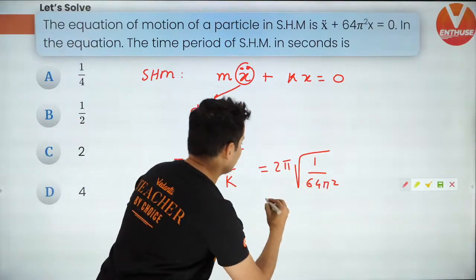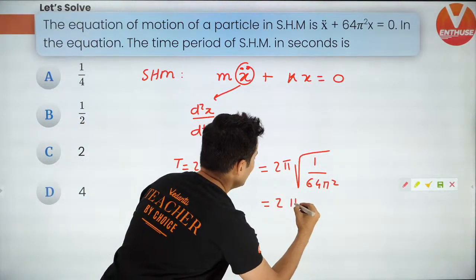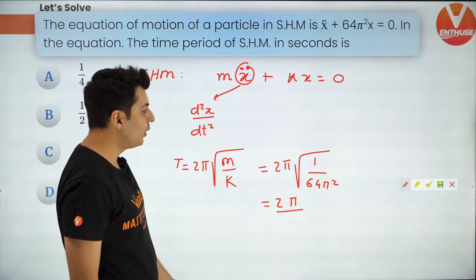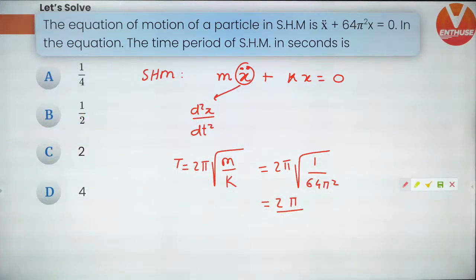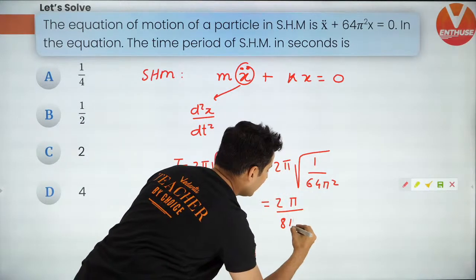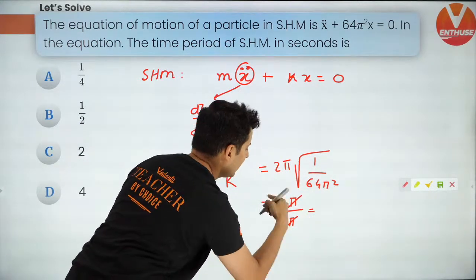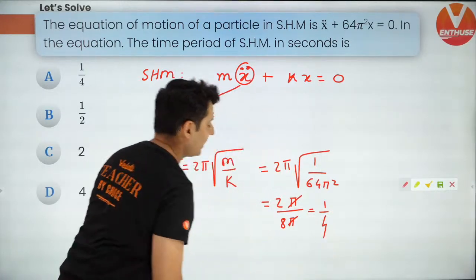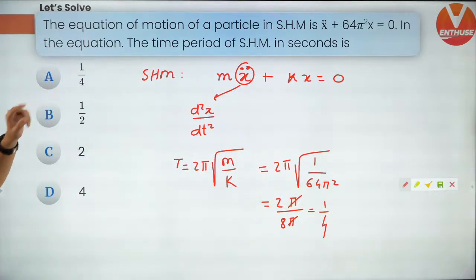Now think about it. This is nothing but 2 pi root of 64, guys. What are you going to do? What is the root of 64? 8. And what is pi square? It is pi. So it will be 8 pi. 2 pi by 8 pi is 1 by 4. And that's the answer. Okay. A option should be the answer.